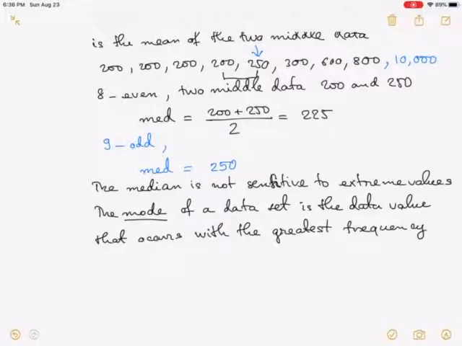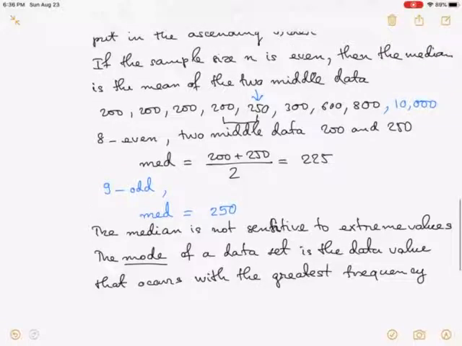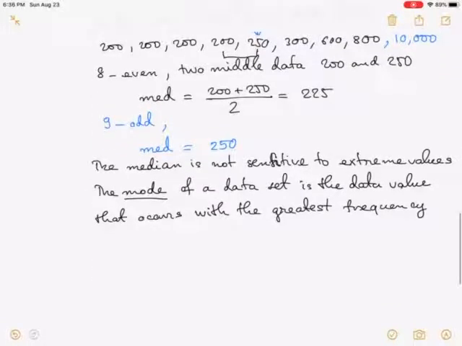So in the previous example, 200 is met four times. Therefore, the mode here is equal to 200. So this is not the number 4, but it is the value of that data. That means the mode here is 200.